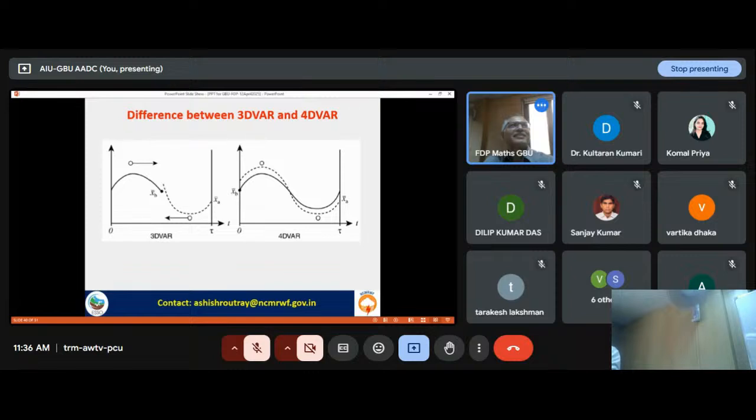So why is it 3D? 3D means 3 dimensions. I know X, Y, Z. One variable vertically, one horizontally. So that's why I put this 3D. But my objective is what? The meteorologist's objective is not to do that.